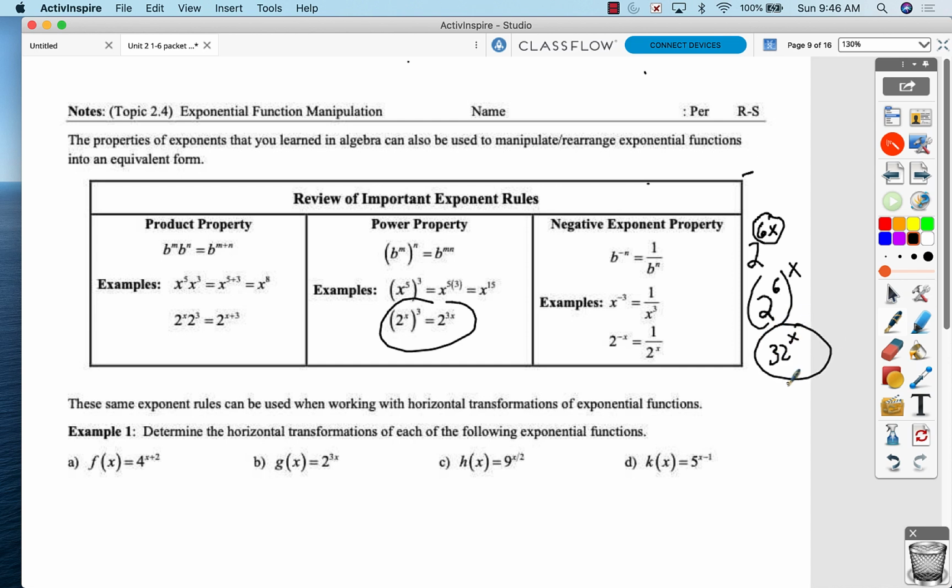Now all of a sudden I'm in exponential form. Remember, exponential form is a times b to the x. So in this case, there's a 1 over here. This is the initial term. So you're going from something that has a horizontal transformation into a vertical transformation.